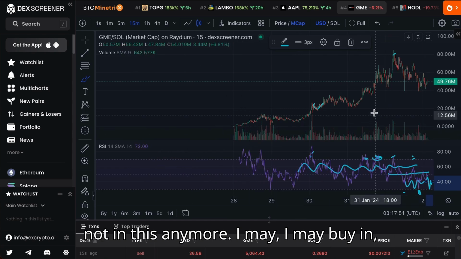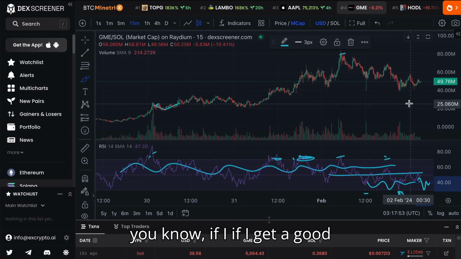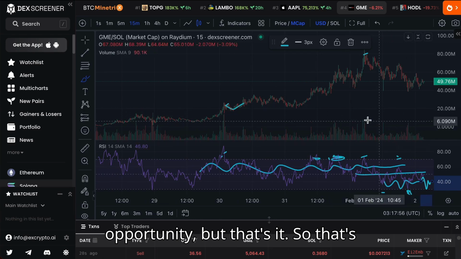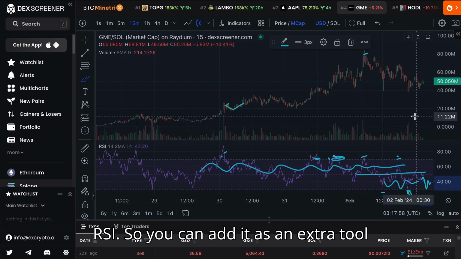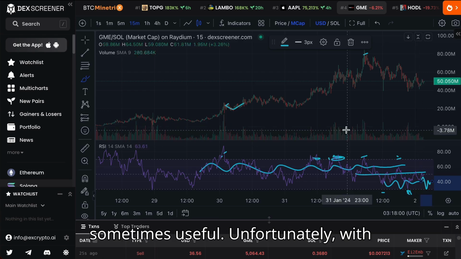But I'm personally not in this anymore. I may buy in, if I get a good opportunity. But that's it. So that's the RSI. So you can add it as an extra tool in your arsenal. And like I said, it's sometimes useful.